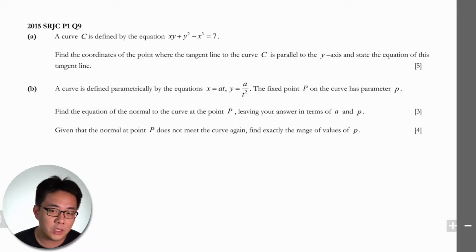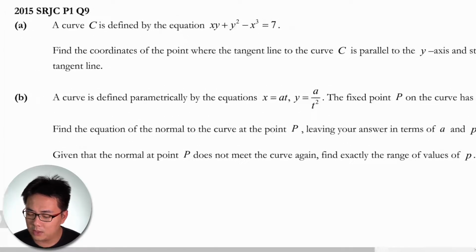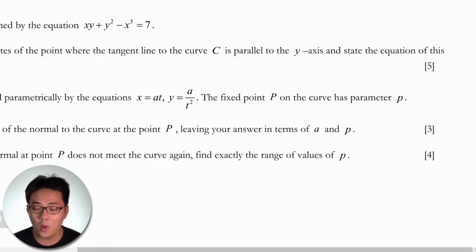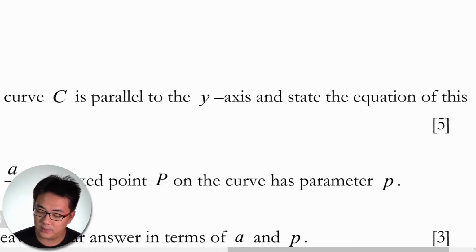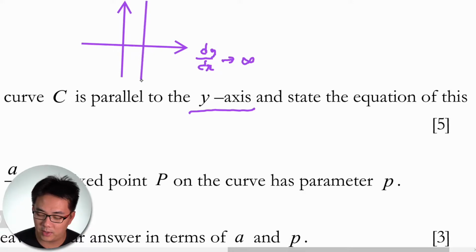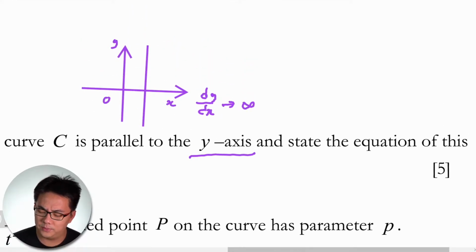Okay, so you're given a curve defined by the equation xy plus y squared minus x cubed equals 7. Find the coordinates of the point where the tangent line to the curve C is parallel to the y-axis. We all know parallel to the y-axis just means that dy/dx is going to infinity. In other words, you are looking at the gradient which is parallel to the y-axis.